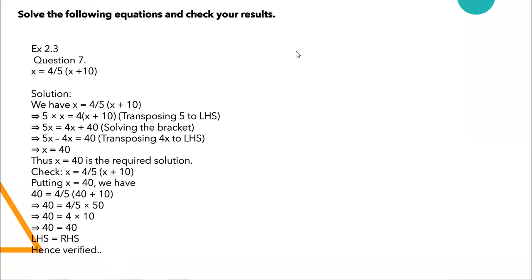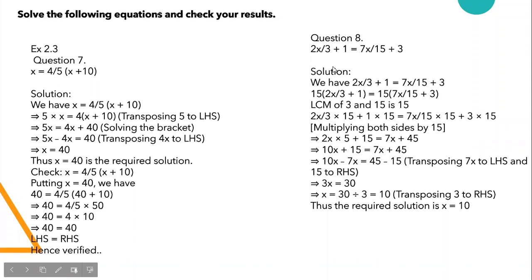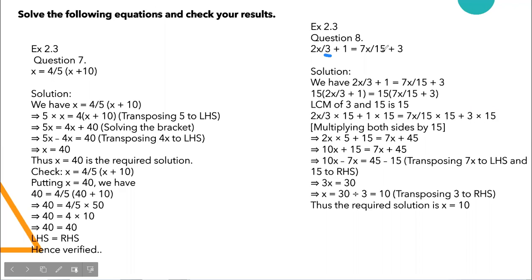So here I'll be having question number 8 displayed for you. So question number 8 says 2x divided by 3 plus 1 equals 7x divided by 15 plus 3. Alright. So now let's solve this. Now, how do you solve this? It's quite simple. You take the LCM of the denominators 3 and 15. What's the LCM of 3 and 15? Obviously 15, right? So we place 15 outside the brackets.